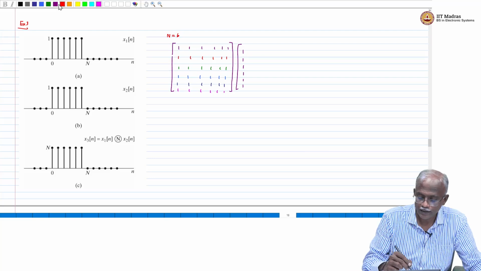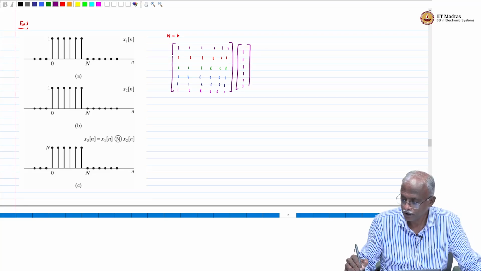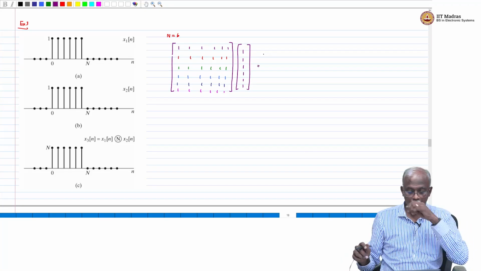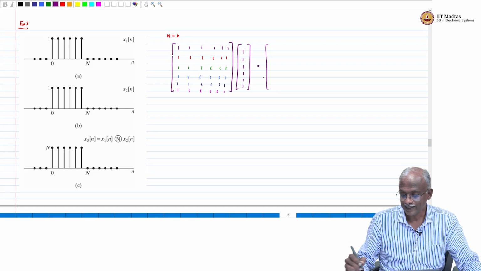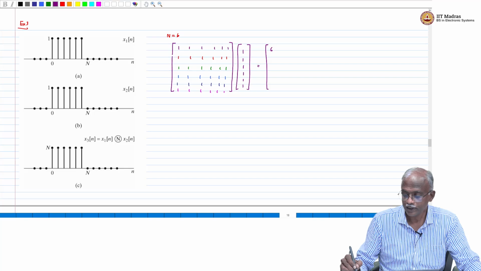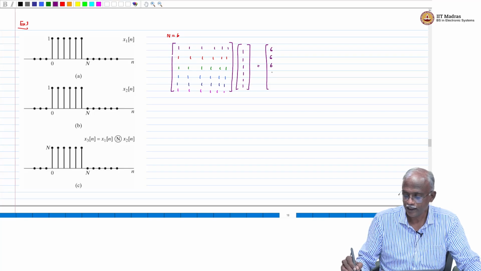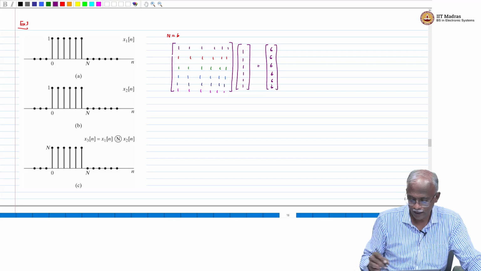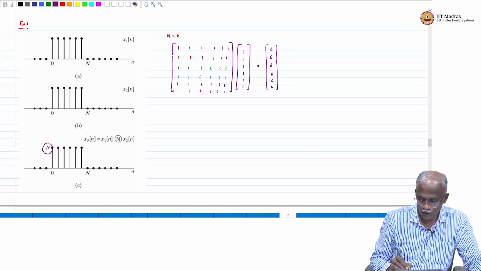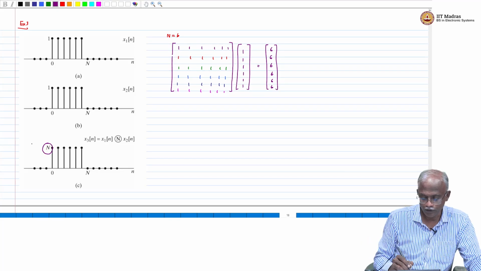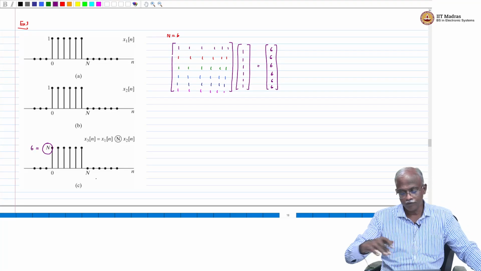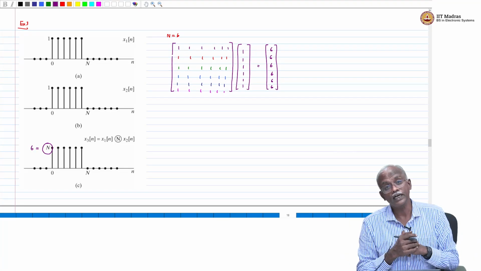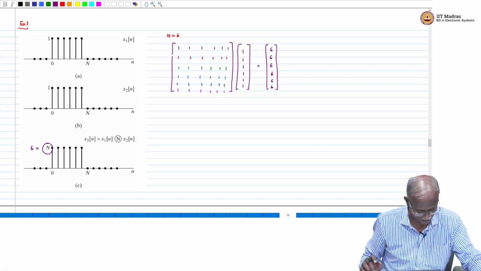What we get at the output, when you do the circular convolution, is the same length sequence. It will be 6, 6, 6, 6, 6, 6. Notice that's what we get as the circular convolution. This n is equal to 6, and the height of the sequence is equal to 6.